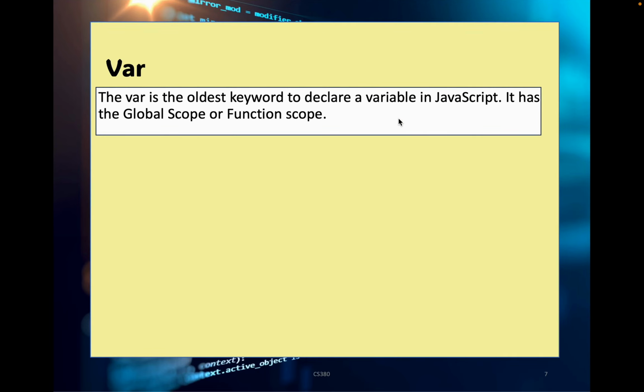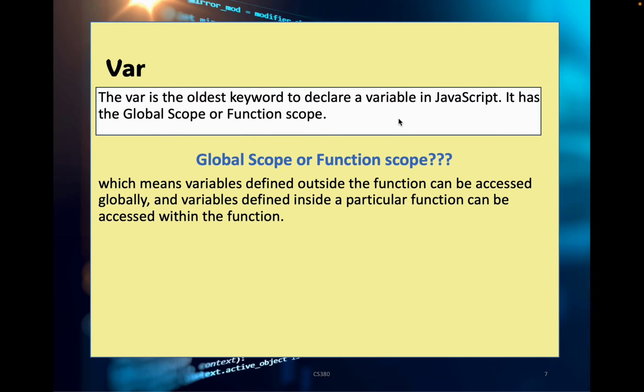Var is the oldest keyword to declare a variable in JavaScript. It has a global scope or function scope. Now what is global scope or function scope? It means the variable defined outside the function can be accessed globally, and a variable defined inside a particular function can be accessed within the function.